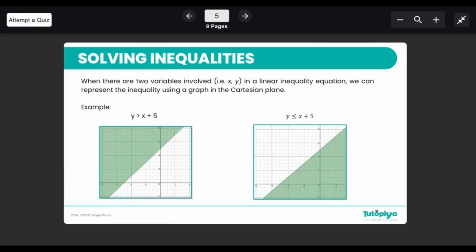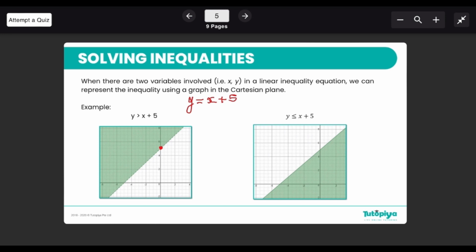Moving on, inequalities can be represented even in a graph. What you have to look at is basically the same thing as y equals mx plus c. In this case, if you take the equation y equals x plus 5, you know that this is a line going through 5 on the y axis, the y-intercept. It's a positively sloping line with a gradient of 1. That is the basic understanding that we have here.